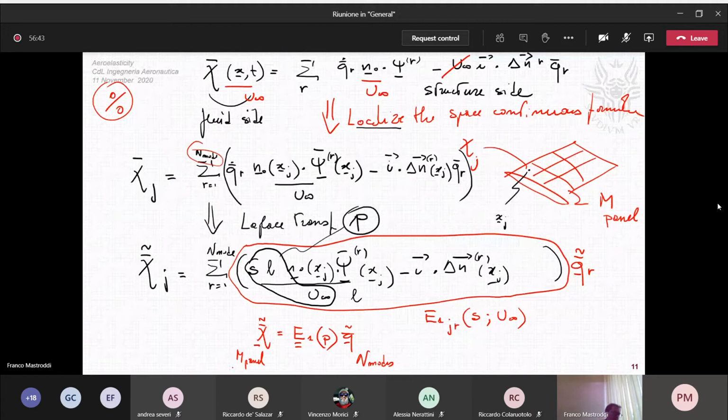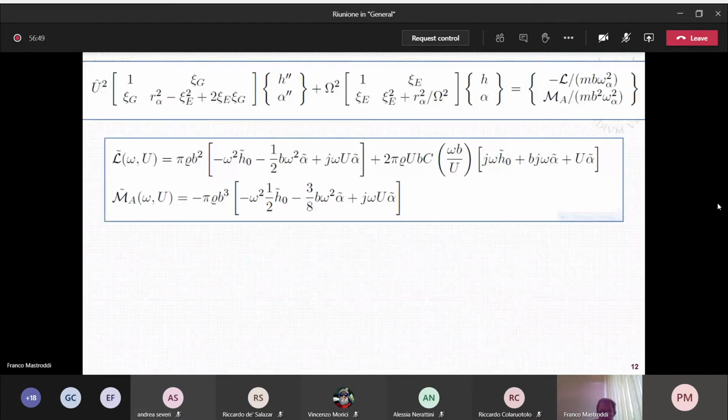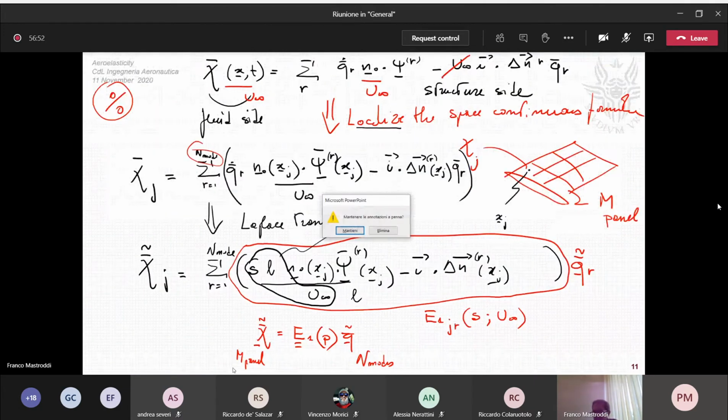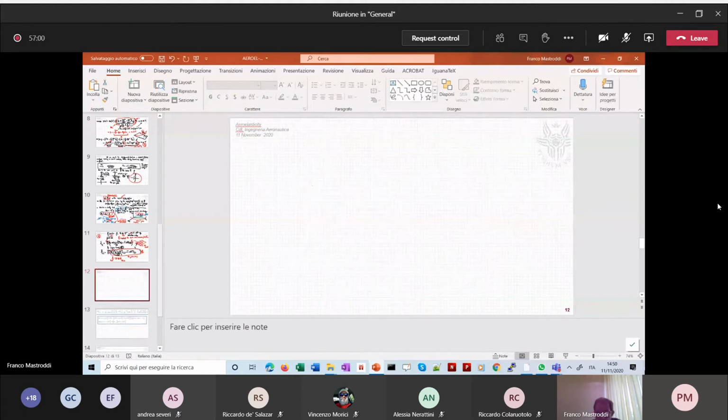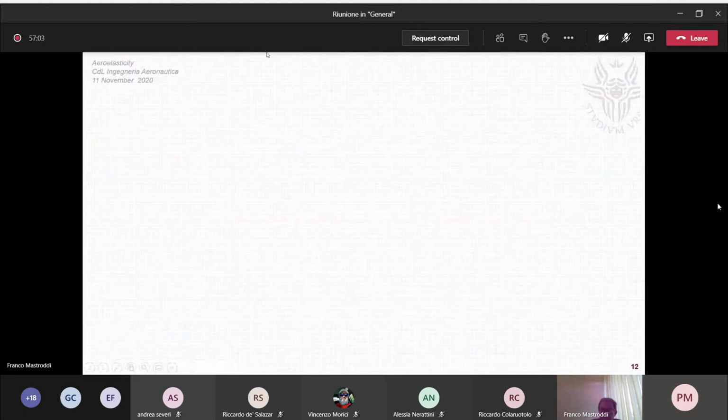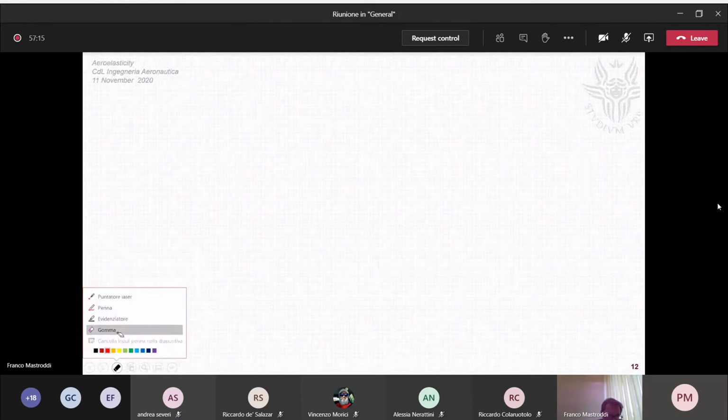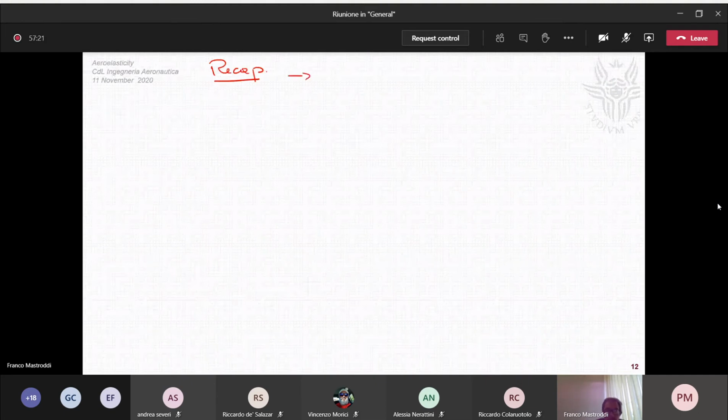And now let's recap together all this dependency of the aerodynamic operator. Let me have a final recap on our matrices. We have the following.